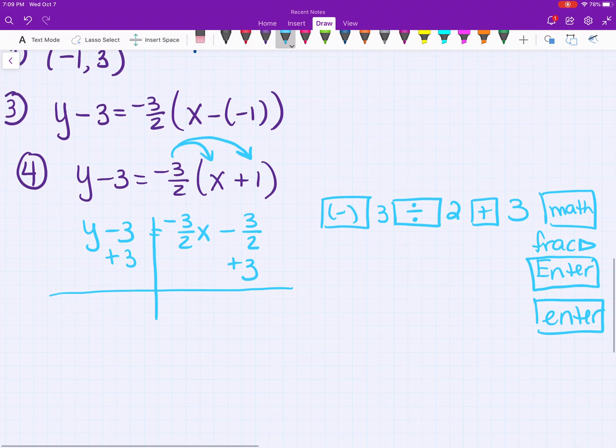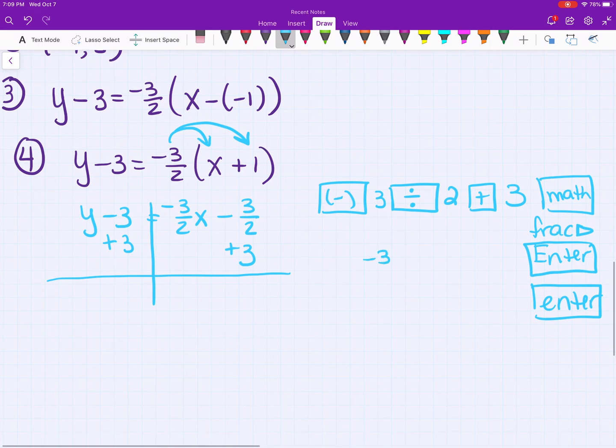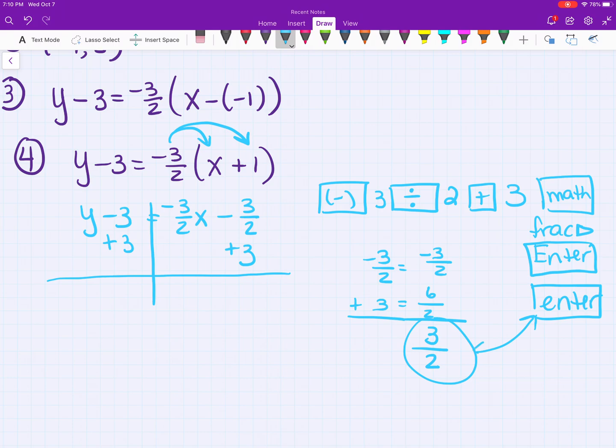If you needed to do this by hand, it would be -3/2 plus 3. We'd need a common denominator. So our common denominator would be 2. So this would be 6/2. Then we would have our denominator of 2, and 6 minus 3 is 3. You can get that answer either way. I highly recommend you get used to using the calculator so that when you're on the SAT, you don't have to use your working memory to remember how to do fractions. You can use the tool you're given, and you can move on to the higher level thinking.